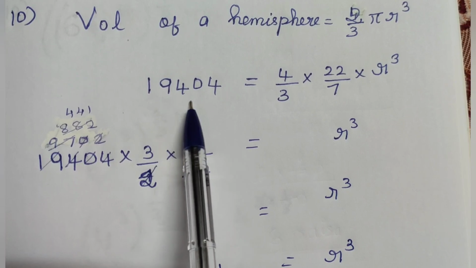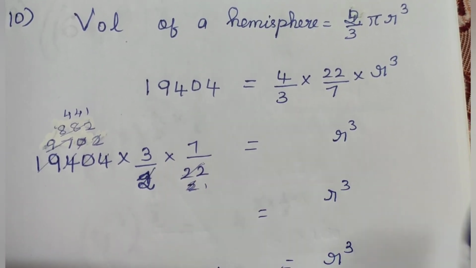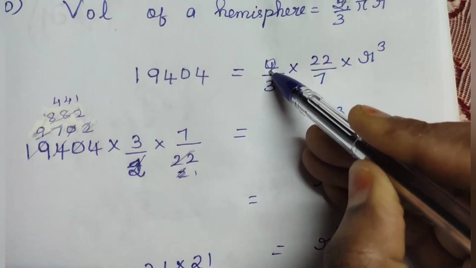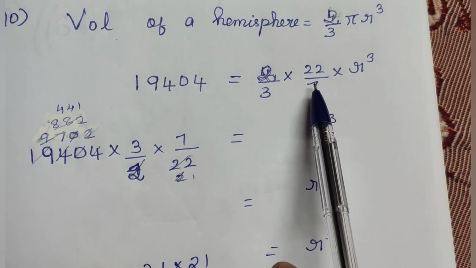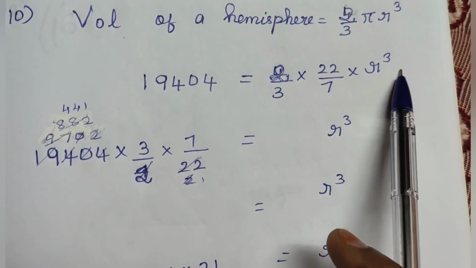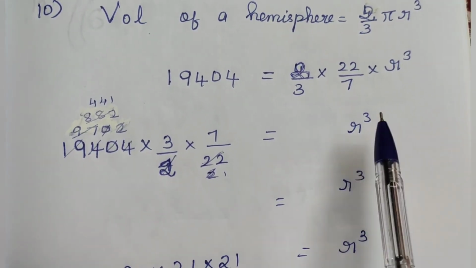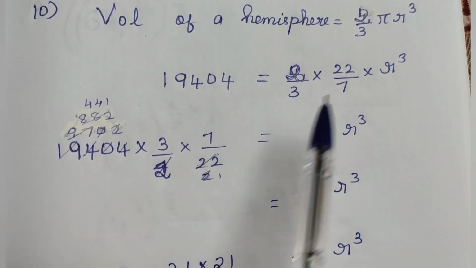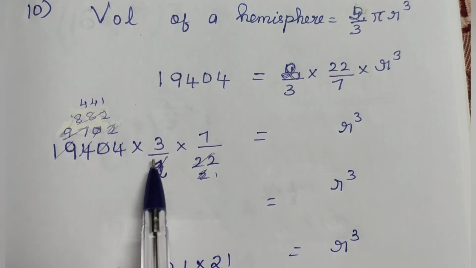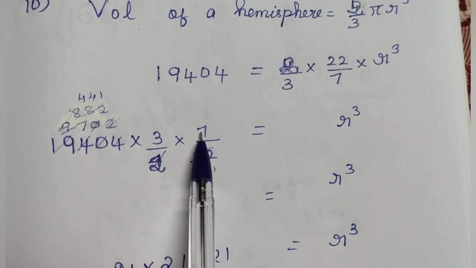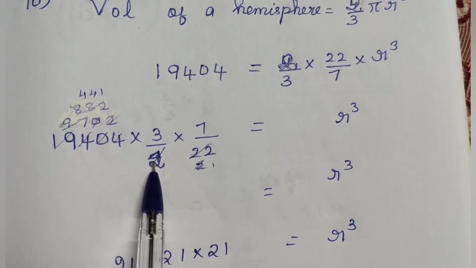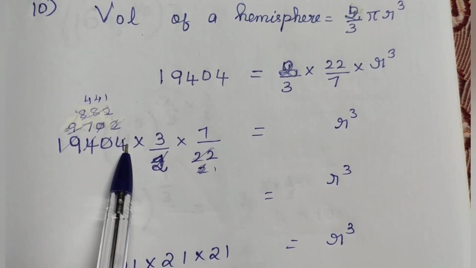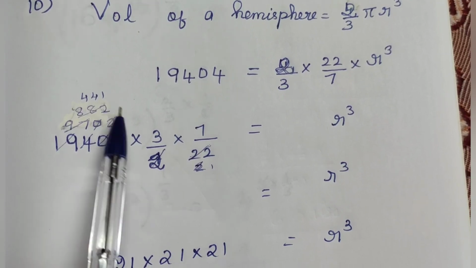Volume is given as 19,404 is equal to 2 by 3 into pi 22 by 7 into r cube. R cube is equal to, when I take this side, I take 2 by 3, it becomes 3 by 2. When I take 22 by 7, it becomes 7 by 22. And on cutting, I get 2 and 22. When I cancel, I get 441.